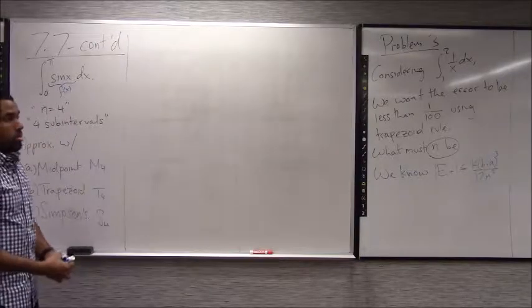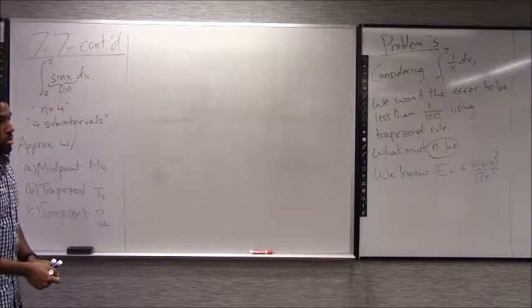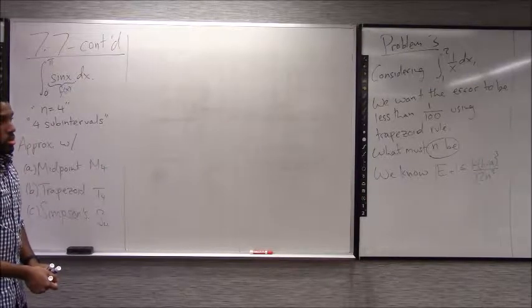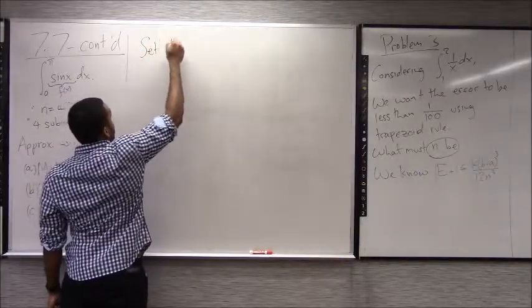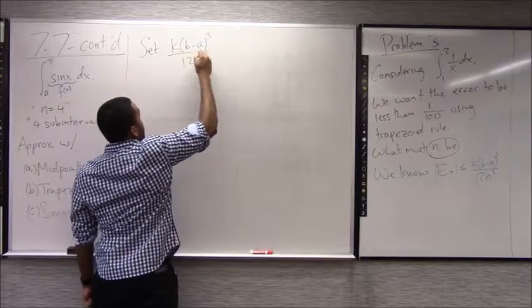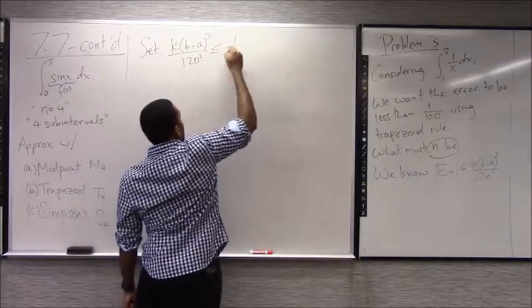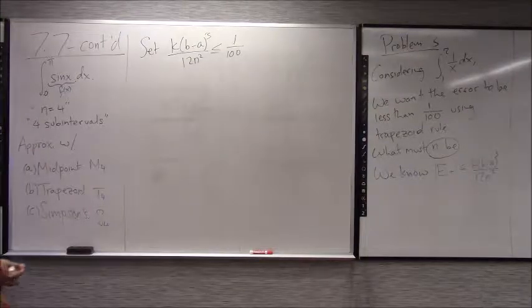What would you do? Find K, and then set it equal to 1/100 and solve for n. Set it less than or equal to 1/100, right? So you want to set k times (b minus a) cubed over 12n squared to be less than or equal to 1/100. I want the error to be less than that number.